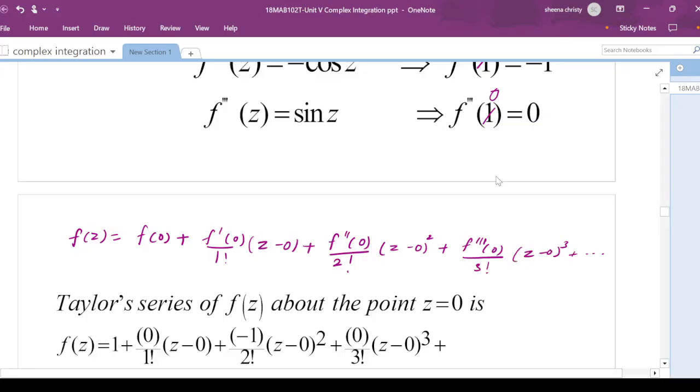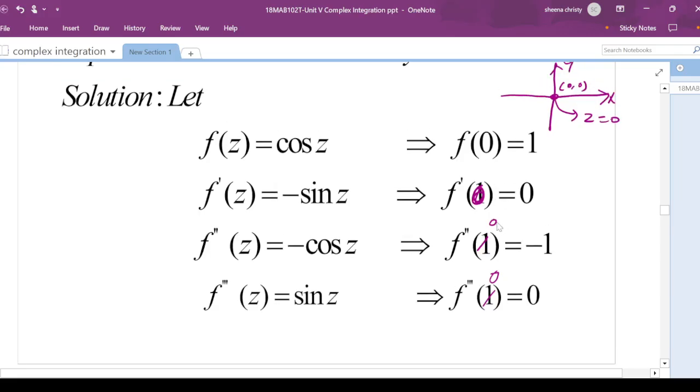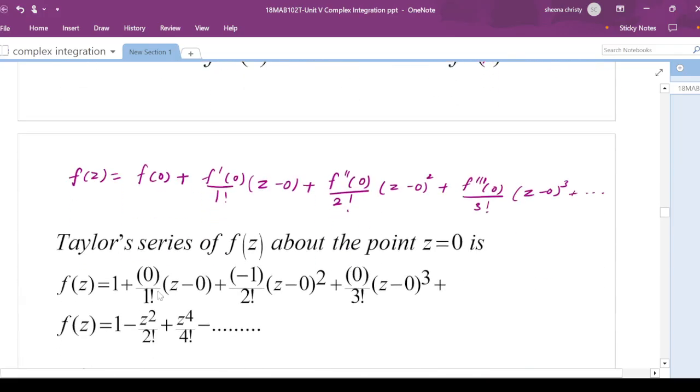Now substituting these values found at the point z equal to 0, you will get 1 as f of 0 plus f dash of 0 is 0 by 1 factorial into z minus 0. F double dash of 0 is minus 1 by 2 factorial into z minus 0 the whole square. F triple dash of 0 is 0 by 3 factorial into z minus 0 the whole cube, etc. By doing the simplification, you are getting the answer as f of z equal to 1 minus z square by 2 factorial plus z power 4 by 4 factorial, etc. This is how we need to find out the Taylor series expansion.